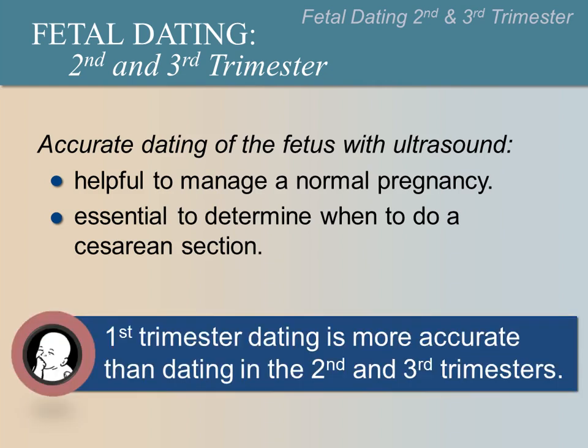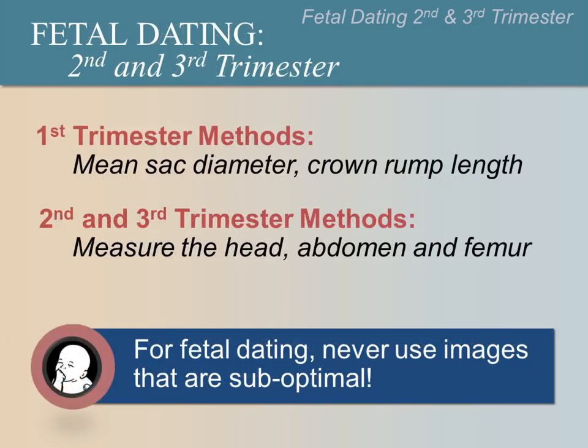Note that first trimester dating is more accurate than dating performed in the 2nd and 3rd trimesters. Remember to never change the gestational age or due date later in pregnancy with a second ultrasound if you've already obtained dating with an earlier ultrasound. In the first trimester, we use the mean gestational sac diameter and crown rump length of the fetus to date the pregnancy. We will discuss how to do this in a future lecture. In the 2nd and 3rd trimesters, we measure the head, abdomen, and femur.